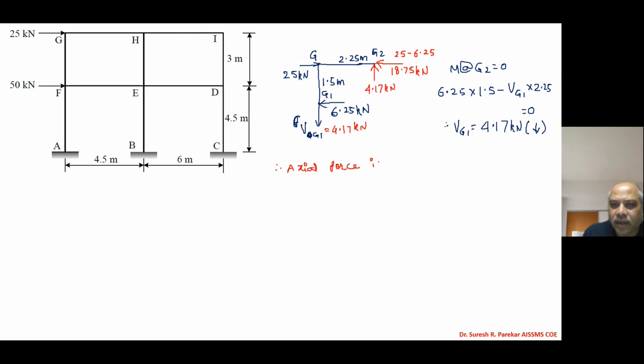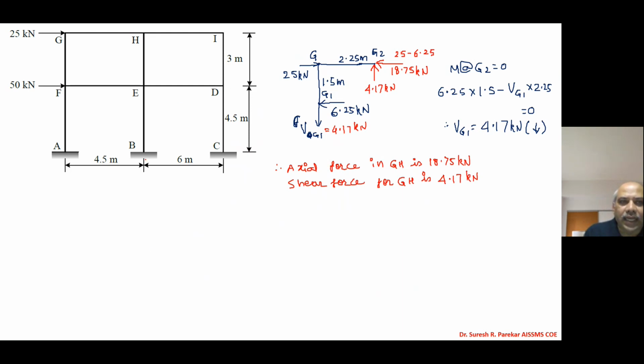Therefore the axial force in GH is 18.75 kilonewton, and the shear force for GH is 4.17 kilonewton.